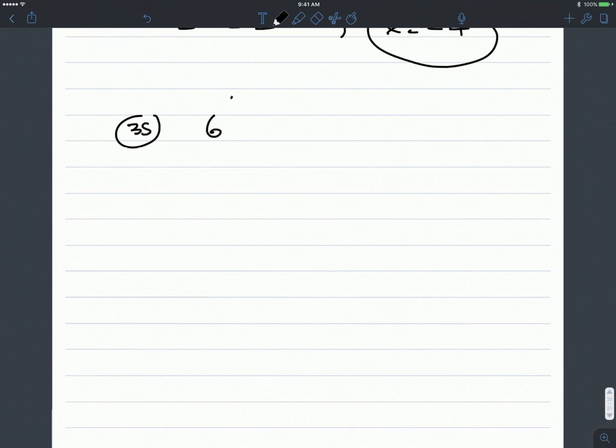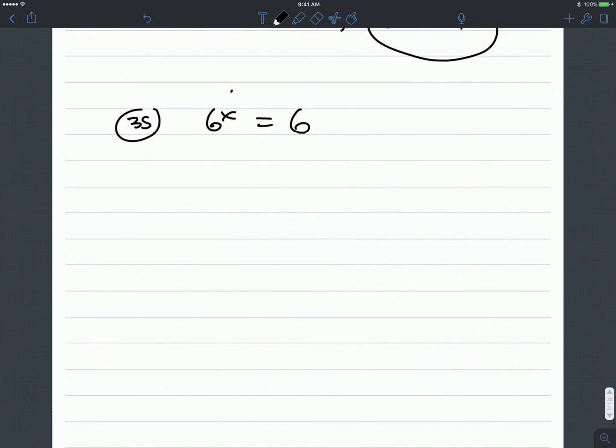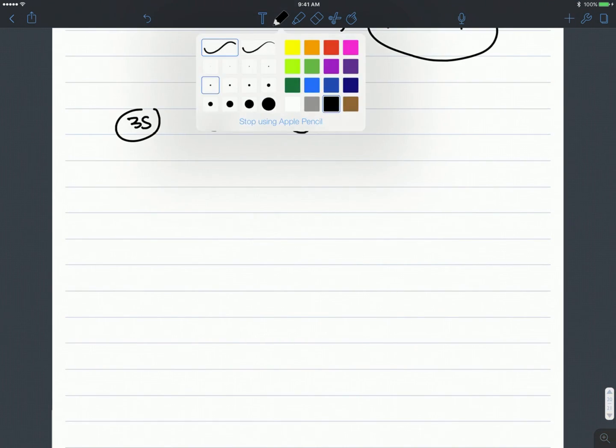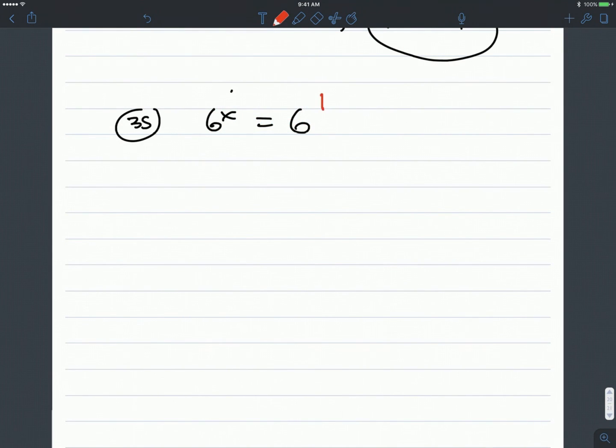Okay. How would you handle this question? 6 to the x is 6. What's my power here for the 6 on the right? 1. There's a 1 there. Is that right? Okay, good job. So x is 1. Is that it? That's it. Isn't that it? X is what?